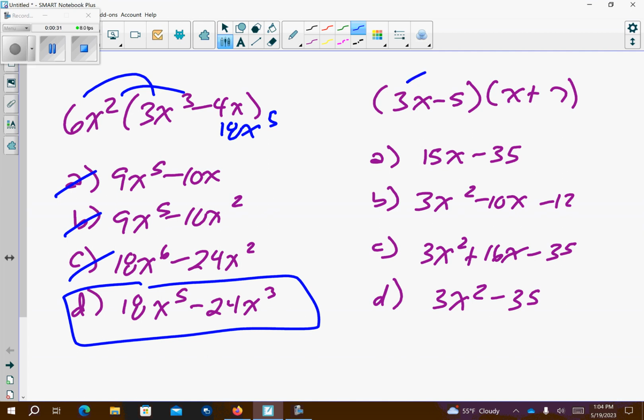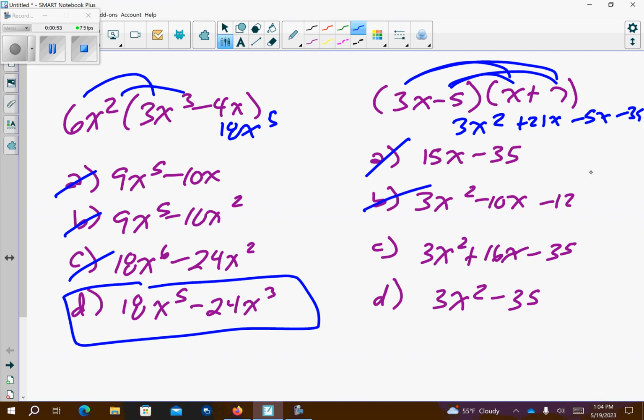Next problem, if we multiply just the first ones together, that's going to give me 3x squared, which means the first one gets locked out. And then multiply this, and that gives me plus 21x. Middle is going to give me minus 5x, and then the last is minus 35. So you look at the minus 35, so they all have it. So we could probably eliminate this one because that minus 35 would have been there. And then combine those middle terms, that's going to give me a 16x, so this is the only one that could be.